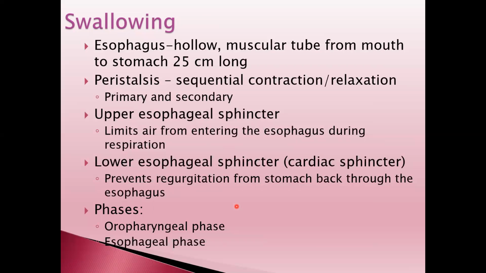When we're talking about swallowing and the esophagus, we have to talk about the upper esophageal sphincter. This is a sphincter that limits air from entering the esophagus during respiration. We don't want a lot of air going into the esophagus, because then it'll go into the stomach. And then there's the lower esophageal sphincter, also called the cardiac sphincter. This prevents regurgitation from the stomach back through the esophagus.